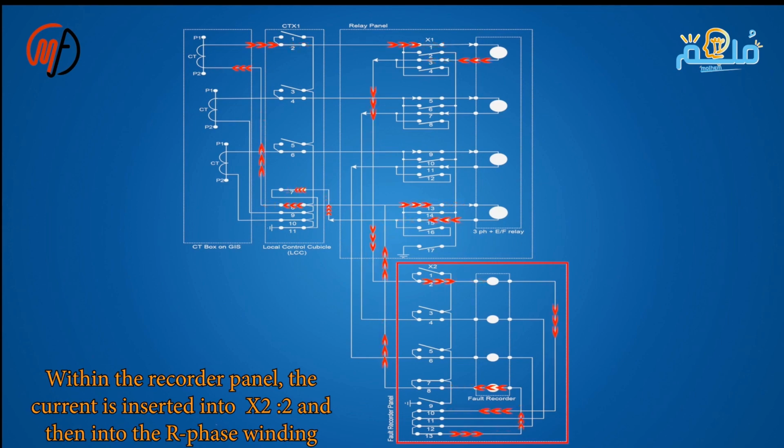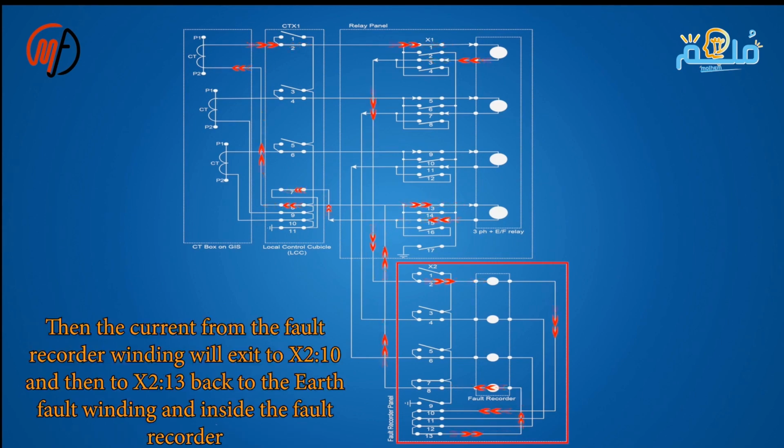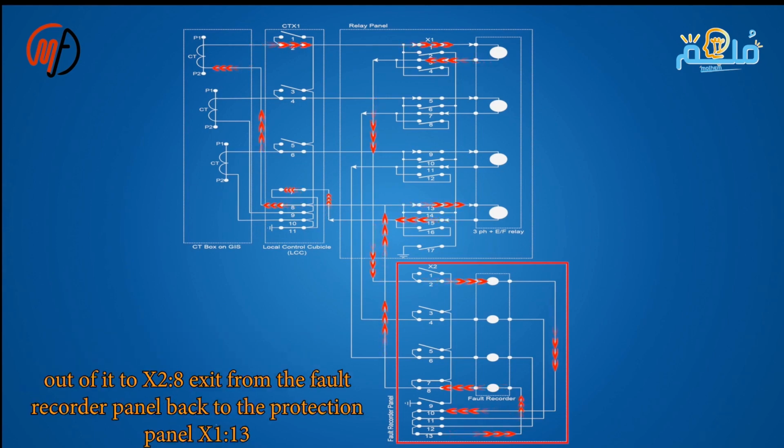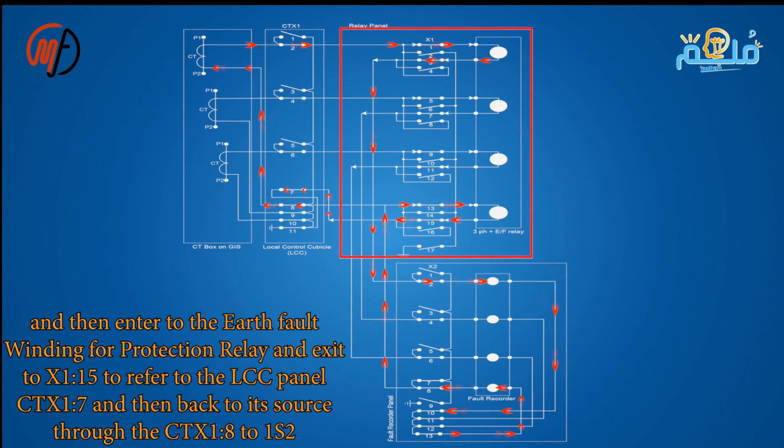Then the current flows to the volt recorder red phase winding, and then it exits from the volt recorder winding to X2 terminal 10, then to X2 terminal 13, returning to the earth fault winding inside the volt recorder, exiting to X2 terminal 8, exiting from the volt recorder panel and returning to the protection panel at X1 13, then entering the earth fault winding of the protection relay and exiting to X1 15, to return to the LCC panel at CTX1 7. And then going back to its source through CTX1 8 to 1S2.